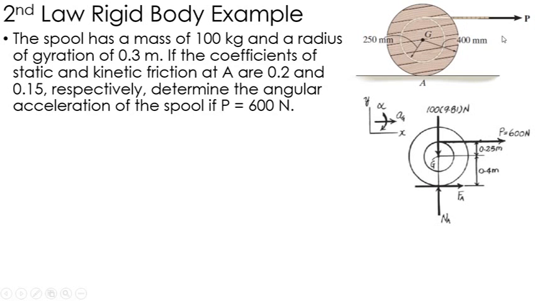So I'm going to start by drawing a free body diagram. So I've got my 600 newtons, put it right there. I've got the weight of the spool acting at the center, and then I've got the normal force and the friction force drawn right there.